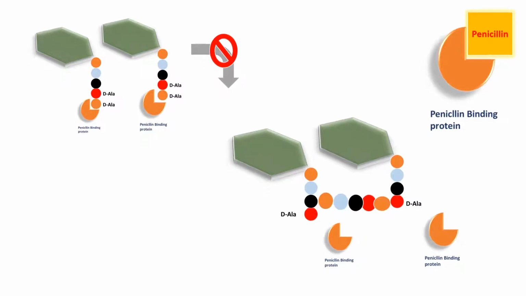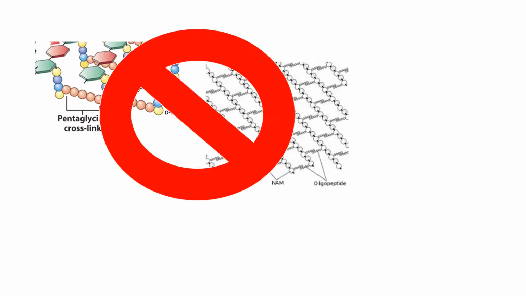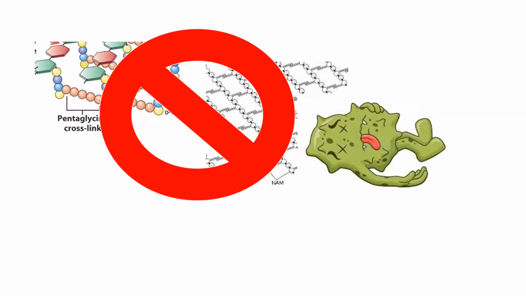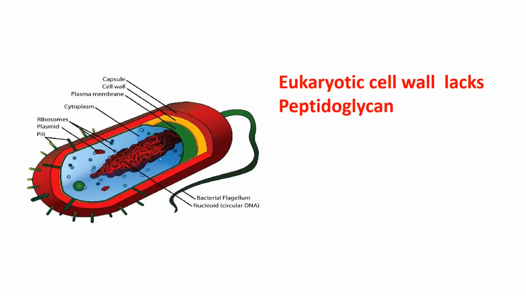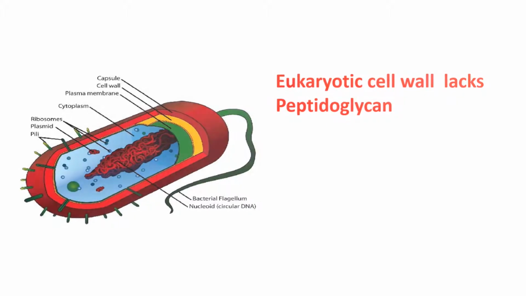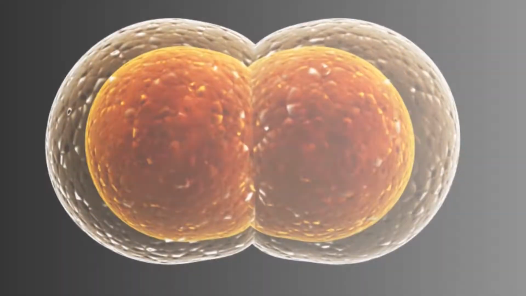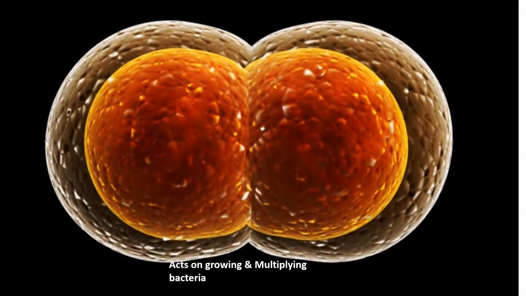Now, since the transpeptidation reaction doesn't occur, it halts peptidoglycan formation, and this is why there is cell death of bacteria. Why do penicillins not affect eukaryotic cells? As eukaryotic cells lack the peptidoglycan layer and the penicillin binding protein enzyme, penicillins do not affect them. One important point we should know is that penicillin can act only on growing and multiplying bacteria, because only in growing and multiplying bacteria does peptidoglycan formation occur.